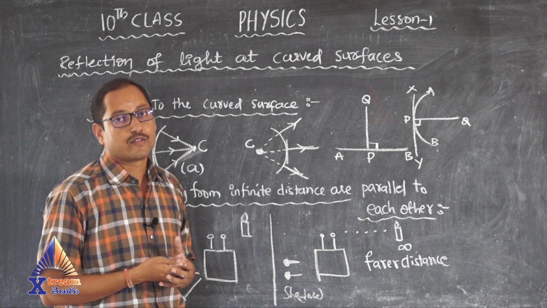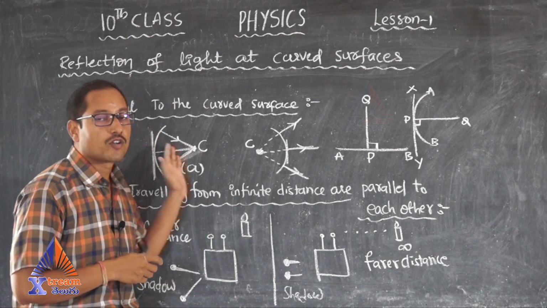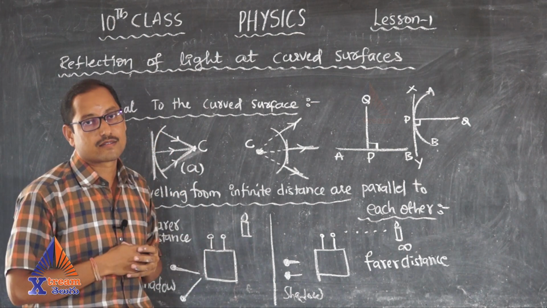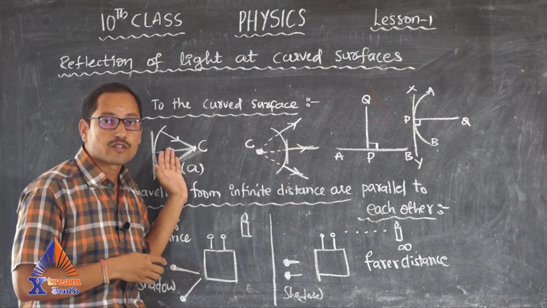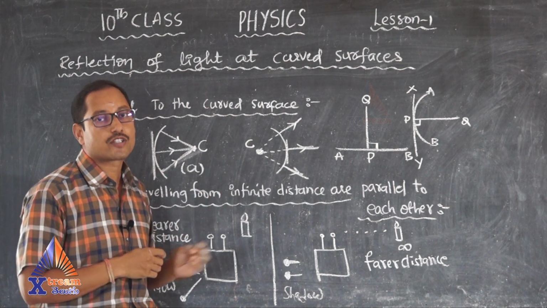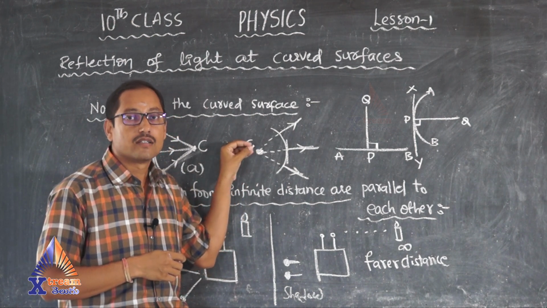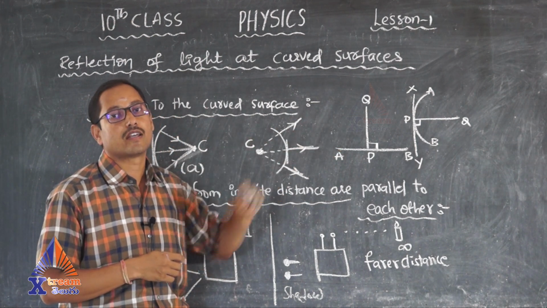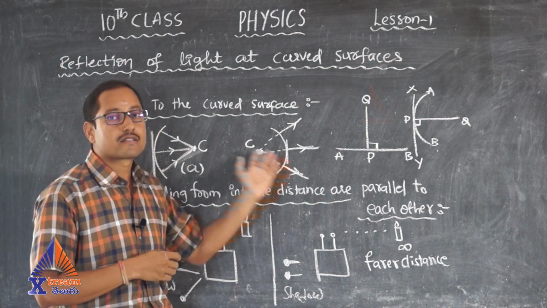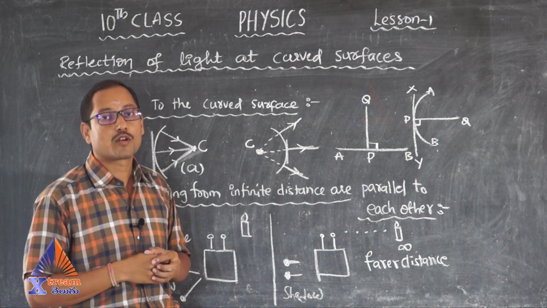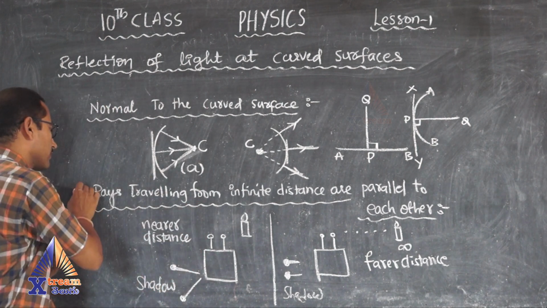So what did you understand from this discussion? The conclusion is, if we consider normal and we extend the normals, whether it is concave surface or convex surface, for concave surface, normals will meet at center of curvature. For convex surface, normals are supposed to be traveling away or moving away from the center of curvature. So this is all about center of curvatures and normals to the curved surfaces. Let us move to the topic number 2.